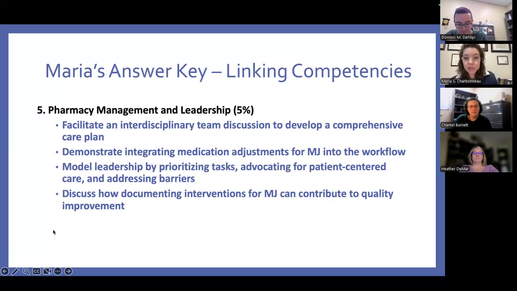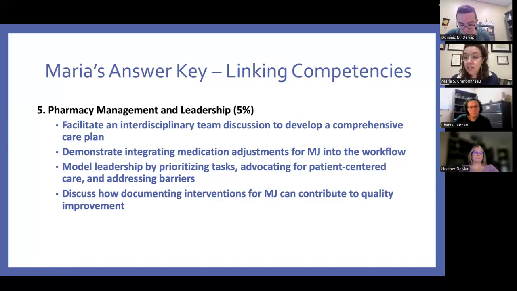And then to hit domain 5, we could talk about how we would discuss this with an interprofessional team. We could talk about how we would do these medication changes in the workflow. What sort of process would it be within the computer system or the EHR? We could also model leadership by prioritizing tasks, advocating for patient-centered care. All of this really falls under pharmacy management and leadership.